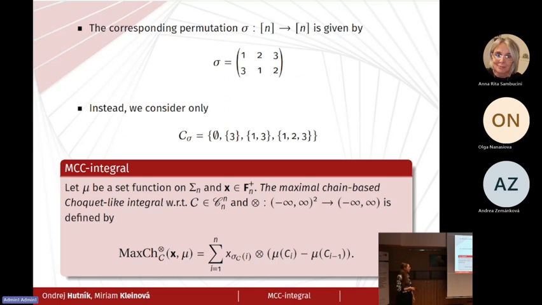We should say that, for example, for a three-dimensional set X or basic set, there are exactly 6 maximal chains, and therefore we have 6 MCC integrals. In the first step, we have defined this functional in a very general way. That means that there is no assumption on the set function nor on the binary operation ⊗.